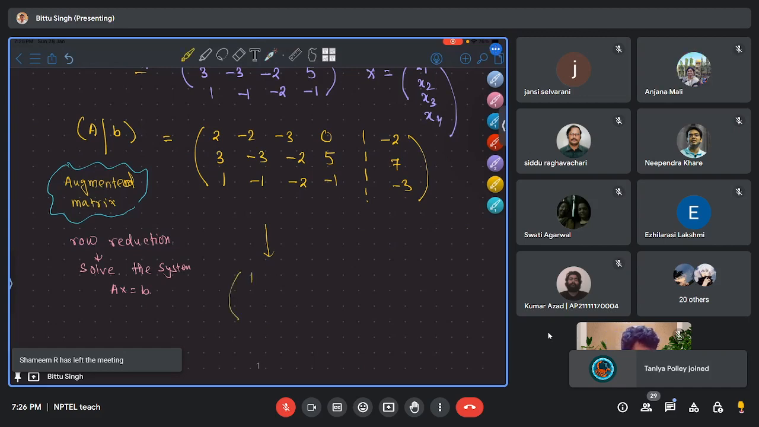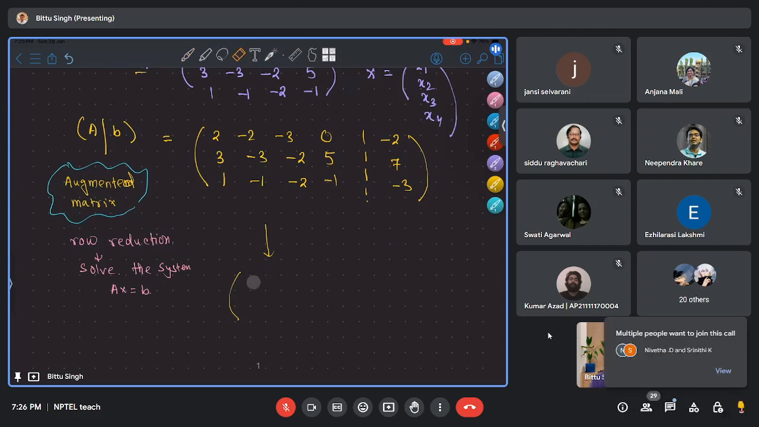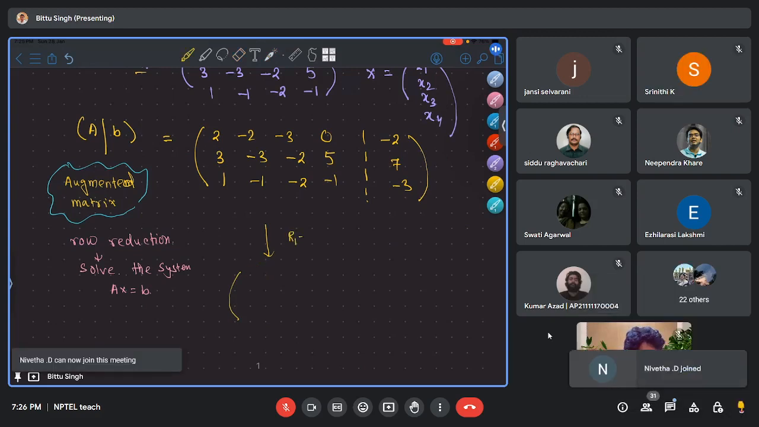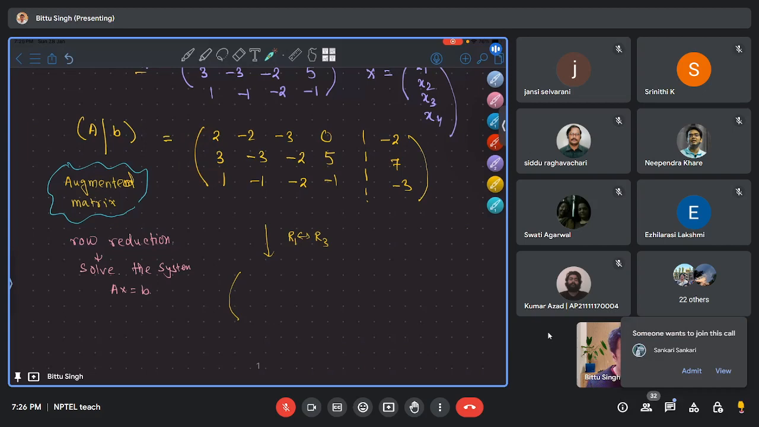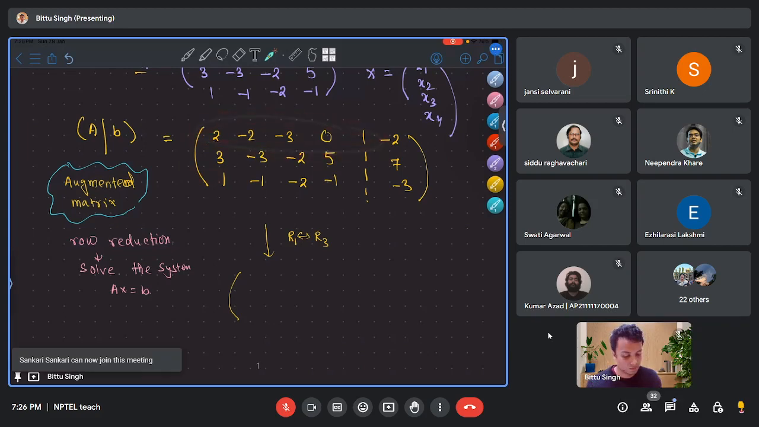So we will interchange R1 and R3, okay? Because we want the first non-zero entry to be 1. That is the pivot, or leading entry, and it should be 1. So we'll interchange R1 and R3. Or you can just multiply this by half. Okay, there are many ways to reduce. So first we will interchange R1 and R3.